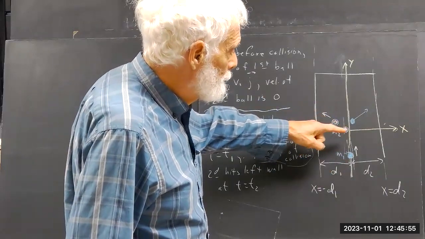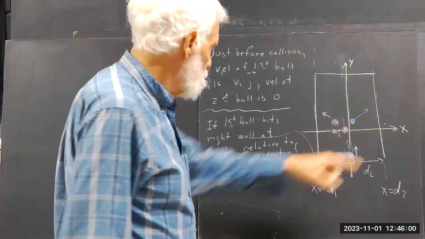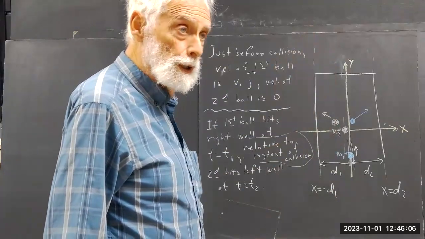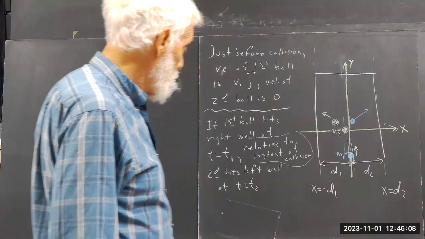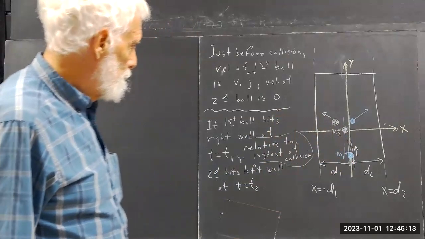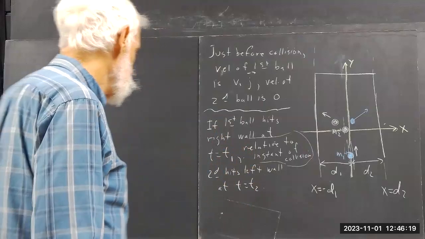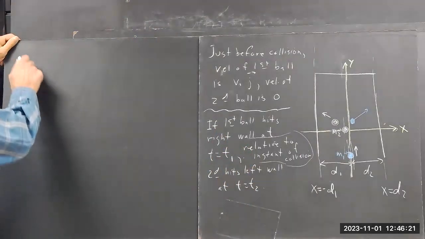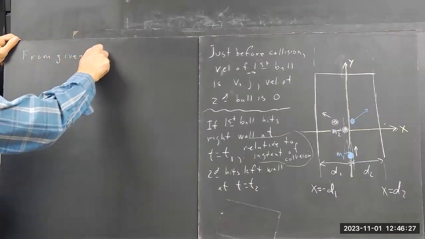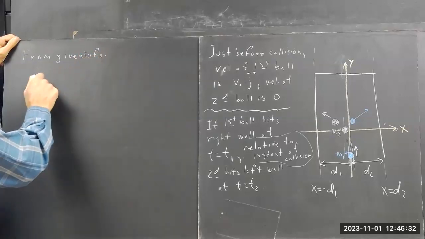We know that this ball traveled in the X direction and got to the wall in approximate time T2. We don't care yet about what it did in the Y direction. We're going to be able to figure that out. And the second ball hit the left wall at time T2 after the collision. We can determine the velocities, given this information.